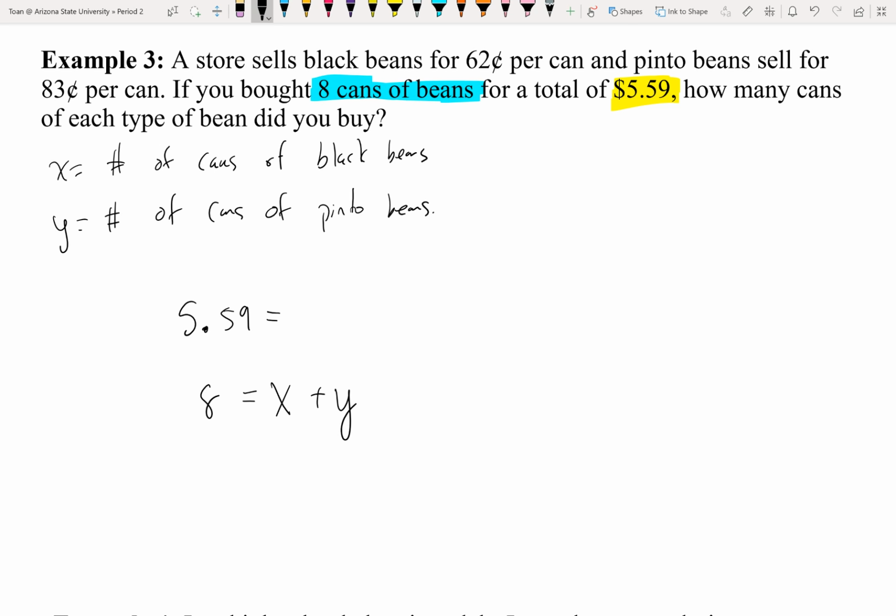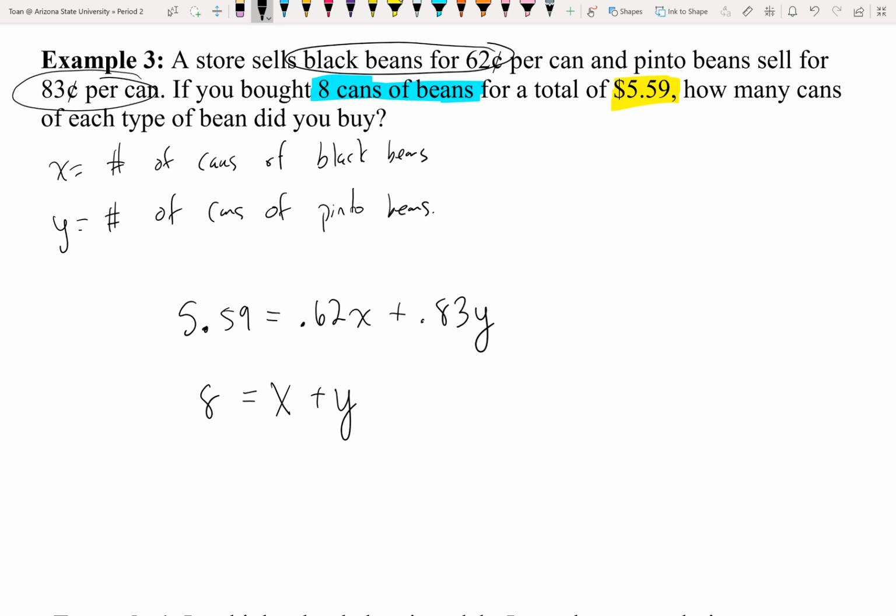Now, $5.59, that's the total money, right? So do you agree that whatever I put on this side of the equation has to involve money? Well, what is the only information that they give us that involves money? 62 cents per can, 83 cents per can. That information is connected to what type of bean? The 62 is with the black beans, and black beans are x's, so it's 62. Now, we're doing dollars, so it needs to be 0.62x, because that's cents, and then the 83 cents is related to the pinto beans, 0.83y. There's your equation that you're solving.